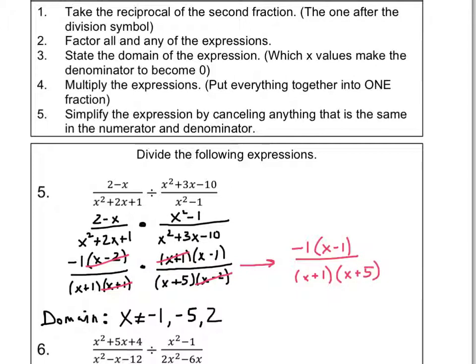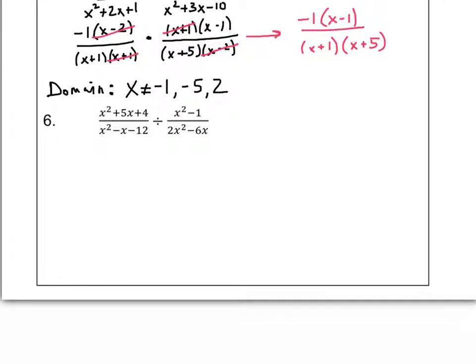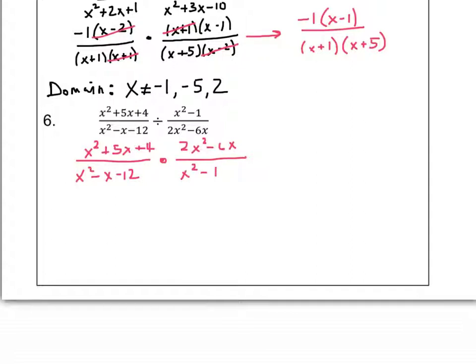Now you'll notice again, it's very similar to multiplication outside of the very first step. Okay, so let's take a look now at problem number 6. First step on problem number 6 is I'm going to flip the second fraction. So x squared plus 5x plus 4 over x squared minus x minus 12, that's going to stay the same. I'm going to multiply, but I'm going to flip that second fraction.